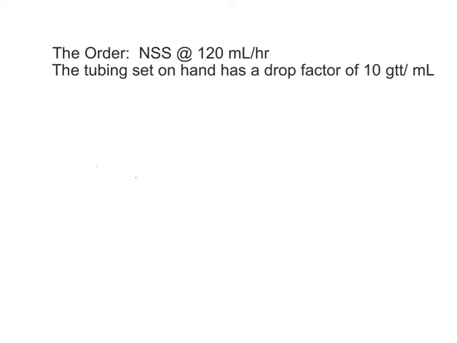Okay, so let's start solving our problem. We have an order for normal saline at 120 mLs per hour. We have a tubing set that is 10 drops per ml, and we want to know how many drops per minute we have to count to keep this hourly rate. So let's start by converting from 120 mLs per hour to mLs per minute.